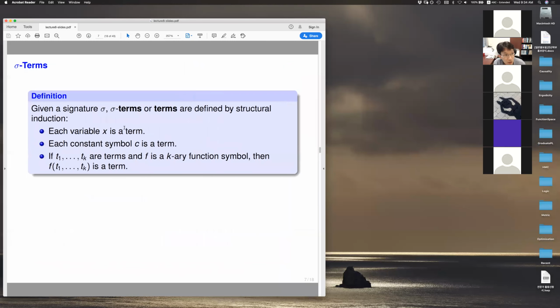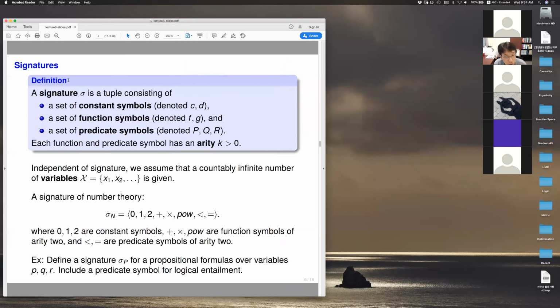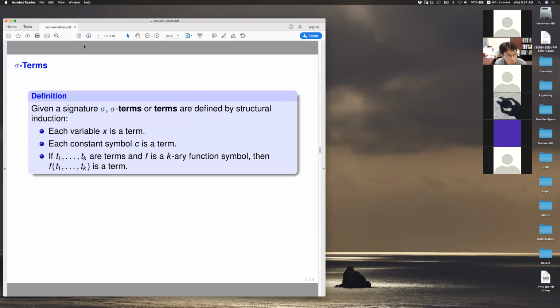So then, as I said, once we have a signature, we have two syntactic entities. One syntactic entity is for objects, and the other is for properties. The syntactic entities for objects are called terms. Sigma is a signature, so we have something called sigma terms, and sigma terms are defined inductively, sometimes called structural induction. A variable is a sigma term, a constant is a sigma term. And if we have sigma terms T1 to Tk, and we apply a function symbol in the signature, that's going to be another sigma term.